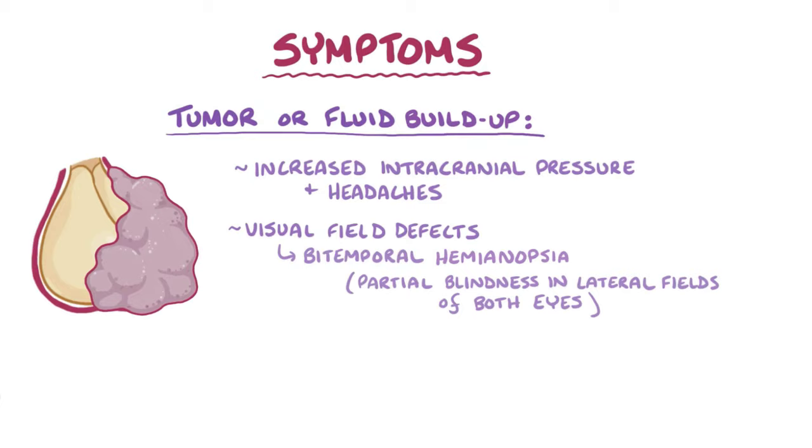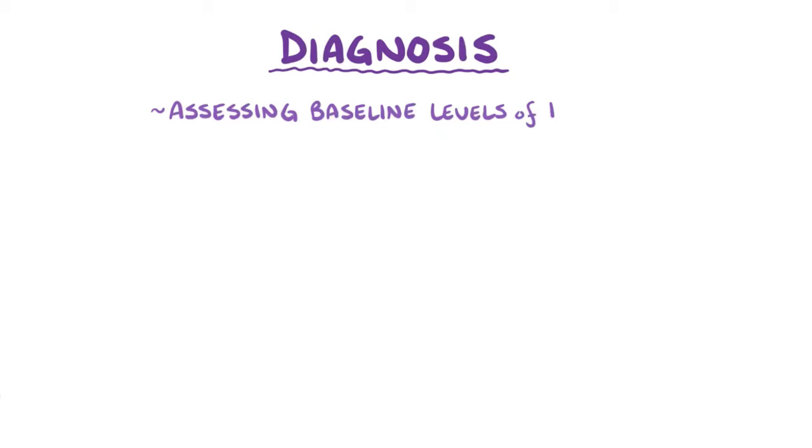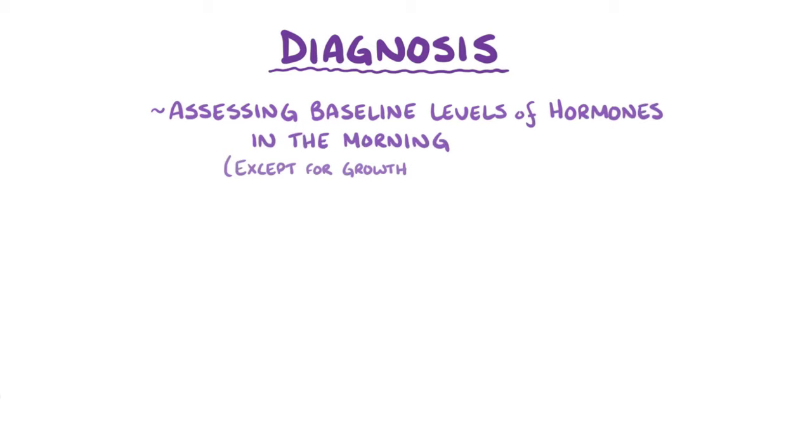Diagnosis of hypopituitarism is usually done by first assessing baseline levels of hormones in the morning, which accurately measure all the pituitary hormones except for growth hormone and adrenocorticotropic hormone, because those hormone levels are more variable throughout the day.